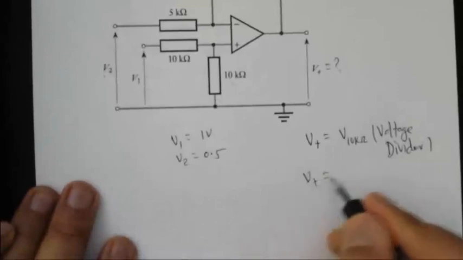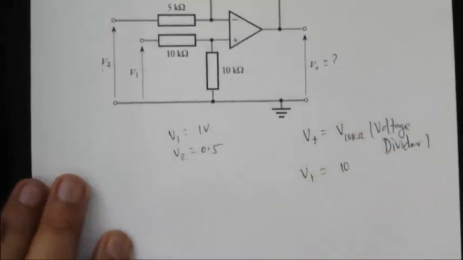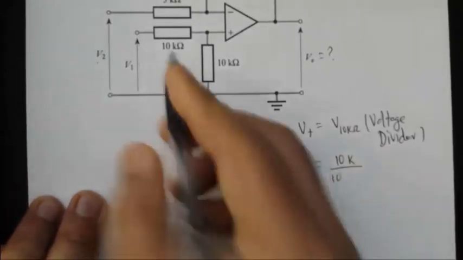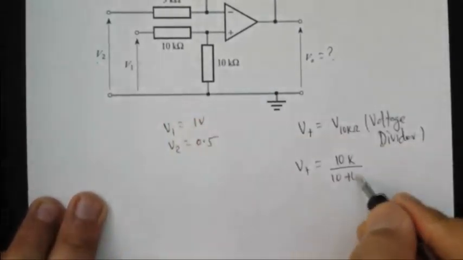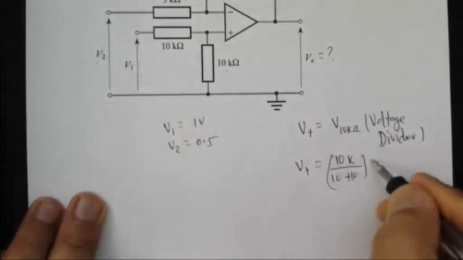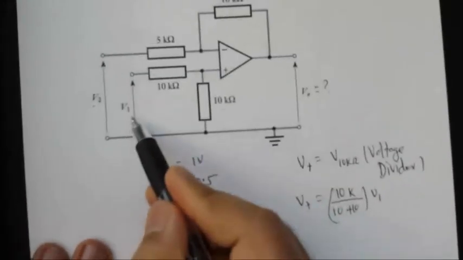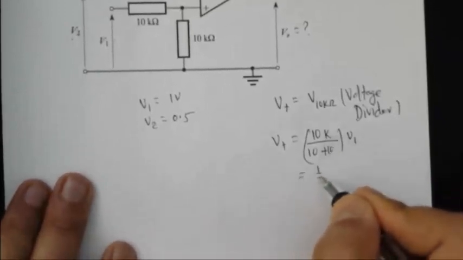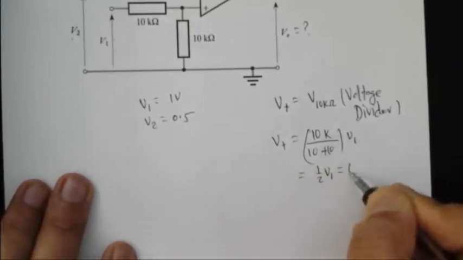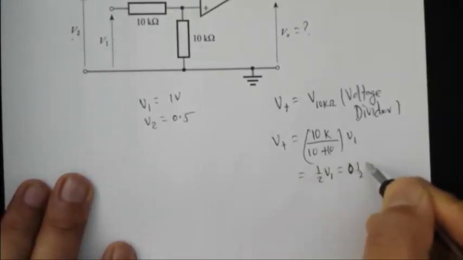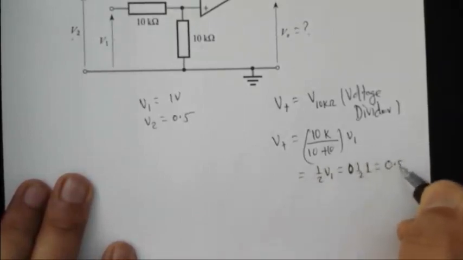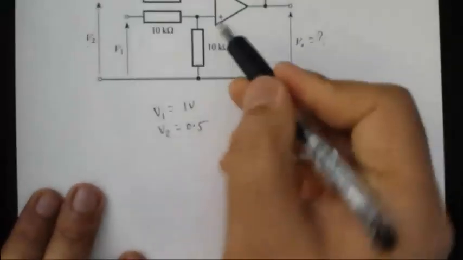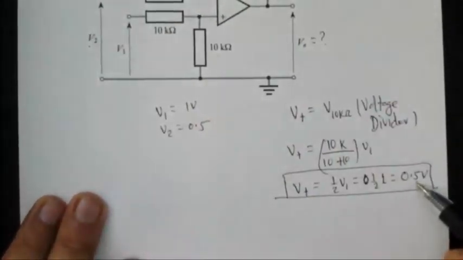We're looking at the voltage across the 10 kilo ohm, so keep everything in kilo ohms. This is also 10. So 10 over 10 plus 10 kilo ohms times V1, the total voltage. So this is just 1/2 of V1, which is 1/2 of 1 volt. This is 0.5 volts, V plus. We're going to need that later. So V plus is at half a volt.